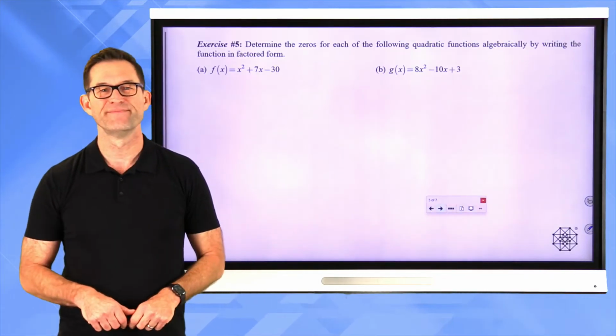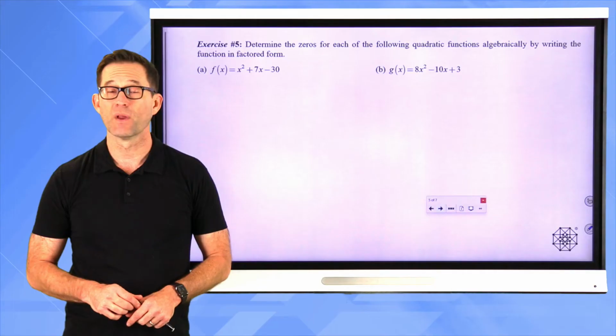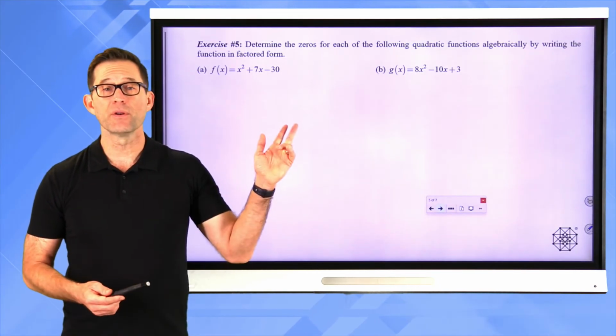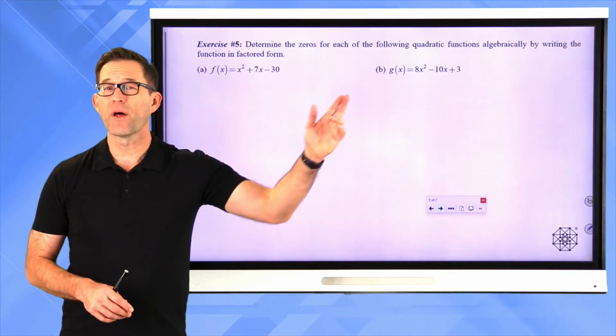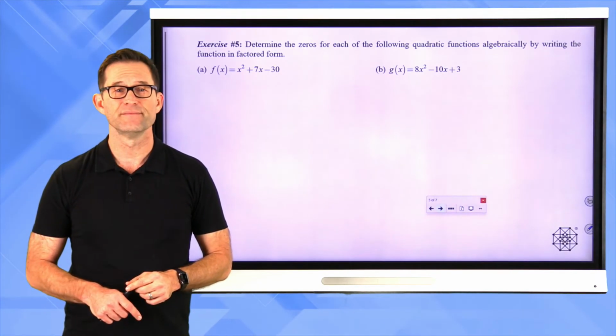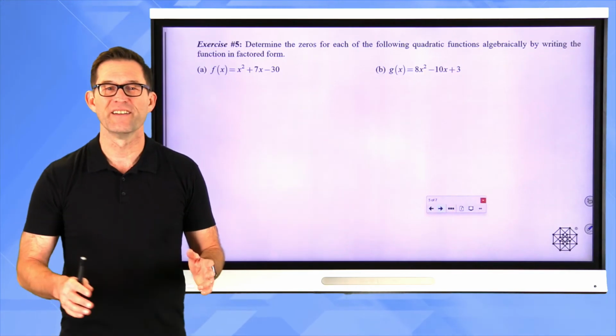Exercise number 5. Determine the zeros for each of the following quadratic functions algebraically by writing the function in factored form. All right, well, what I'd like you to do is pause the video now, see if you can do letter A, then we'll go through it, and then we'll have you do letter B, which is a little bit more challenging in terms of the factoring. All right, let's do it.